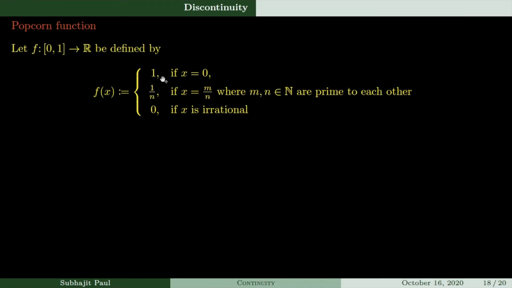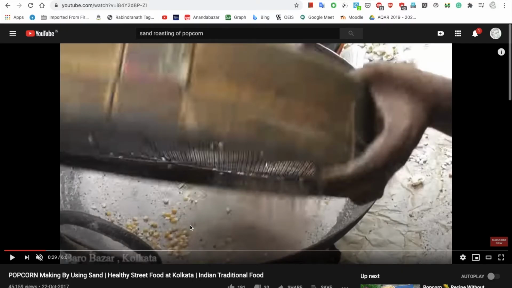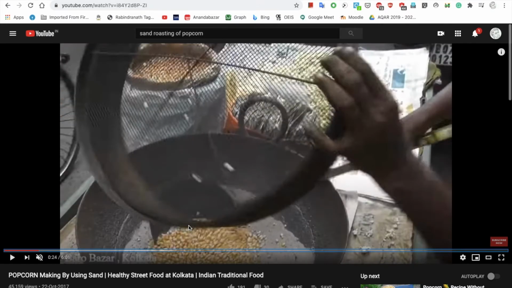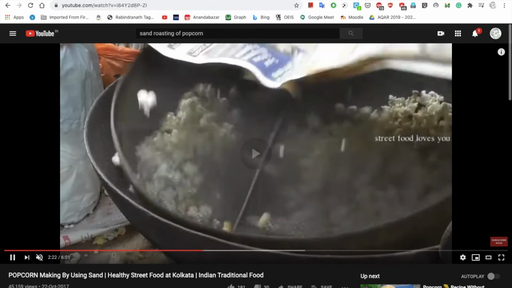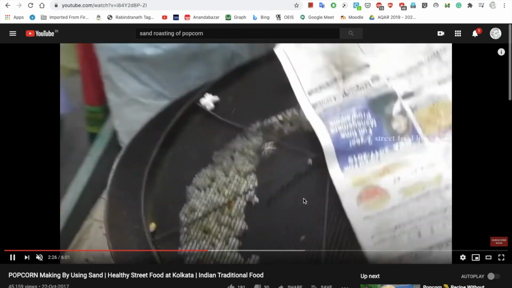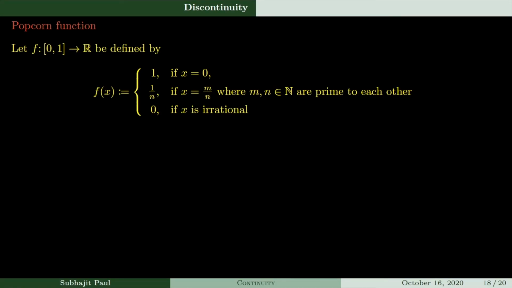Now, the popcorn function, defined on [0, 1]. At 0 it is 1. At a rational point m over n, in lowest terms, it is 1 upon n, and it is 0 at an irrational point. Now, consider the sand as the irrational points and the cones before they pop as the rational points. Over here, the functional value at that point is jumping suddenly. The sand particles are staying there. So the value at an irrational point is 0, and at a rational point it is something positive.